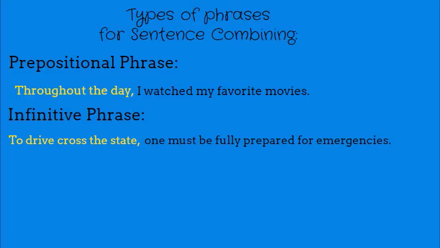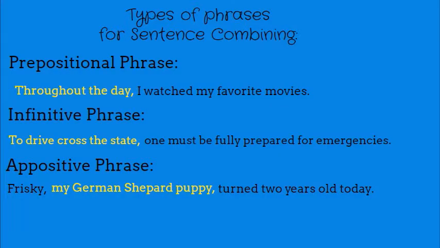And the last example is an appositive phrase. Frisky, my German Shepherd puppy, turned 2 years old today. Notice how the group of words, set off by commas, my German Shepherd puppy, identifies the noun before it: a puppy named Frisky. So my German Shepherd puppy is my appositive phrase. Notice how all the phrases above do not have verbs.